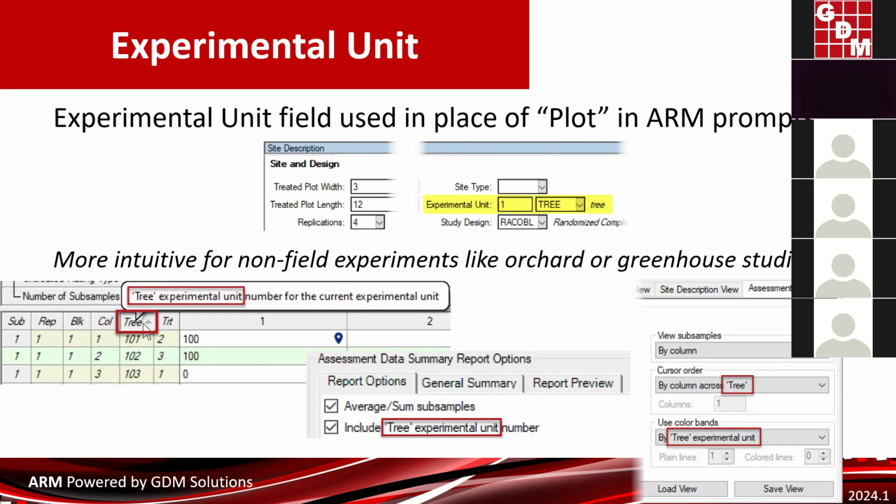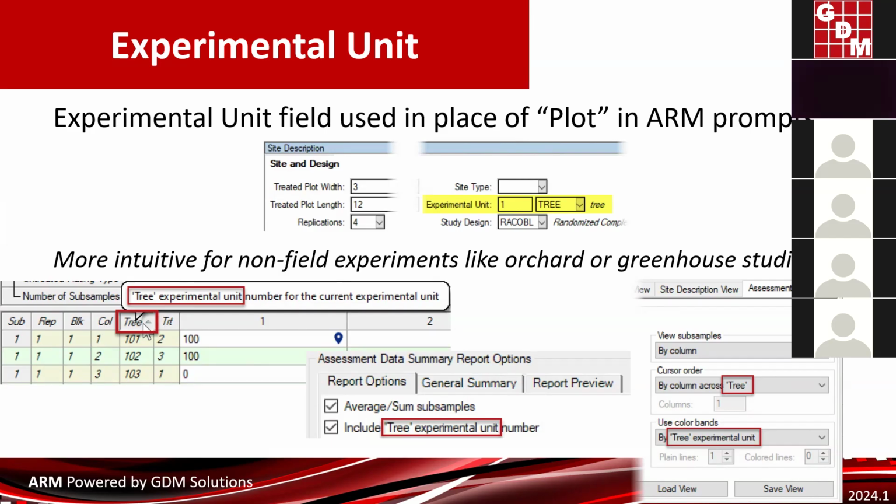Well, not all research has a plot out in the field. Maybe I'm in an orchard, and my experimental unit, my plot, is a single tree. Or maybe it's a set of trees. Maybe it's 5 trees. So just trying to find a way to make it a little more user-friendly.